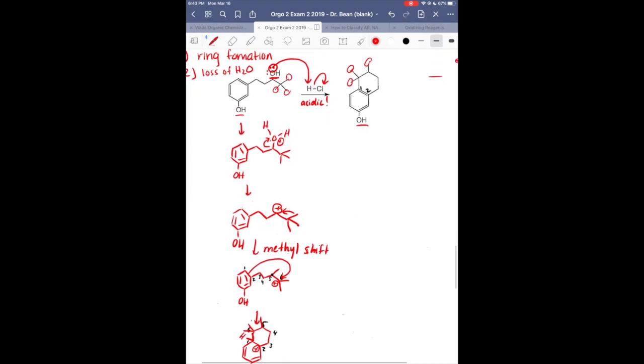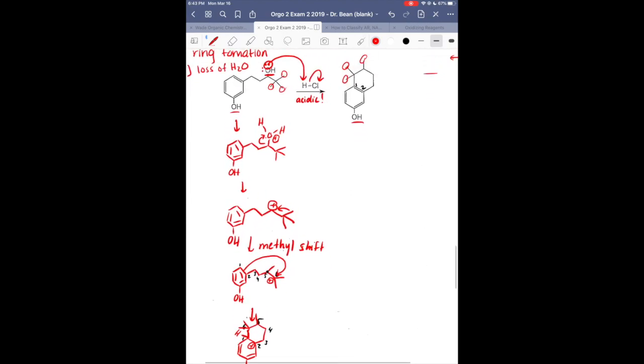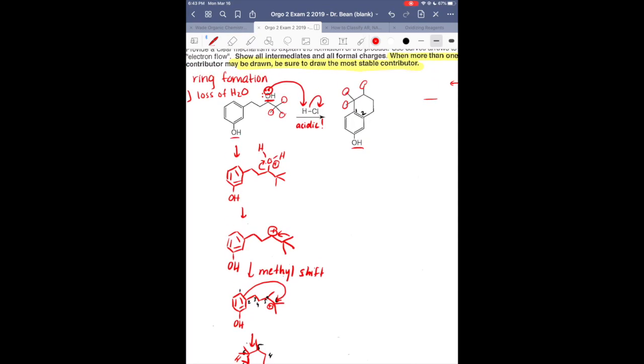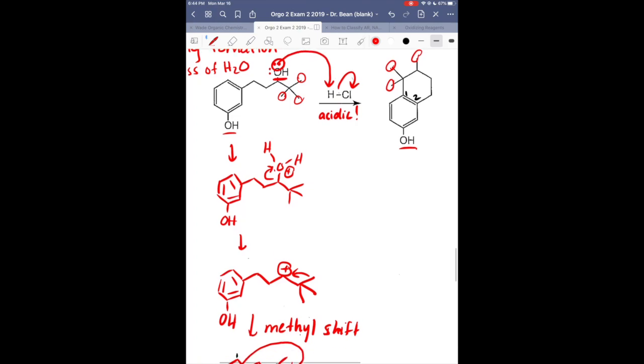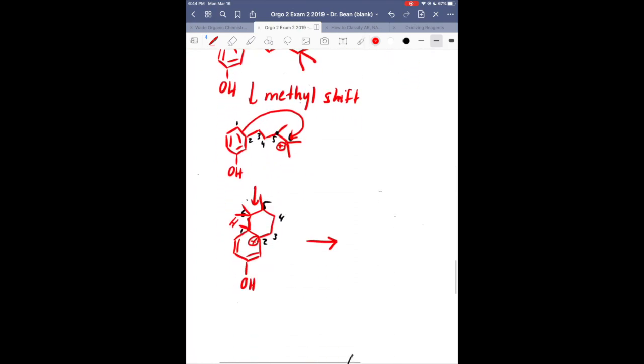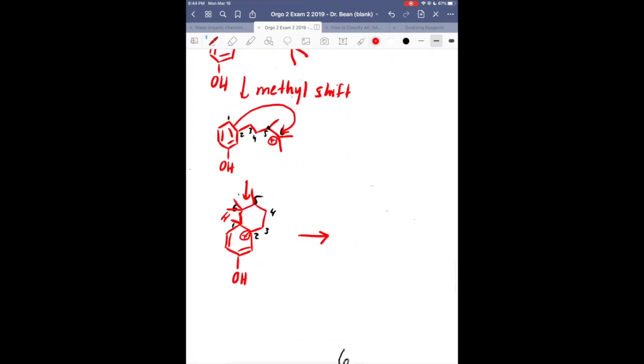So hopefully you guys are starting to see how this lines up with our product. It's starting to line up with our product, right? So what is the difference between our product and what we have right now? You should be saying something about what we have right now: we have not regained the aromaticity that we see in our final product, okay?